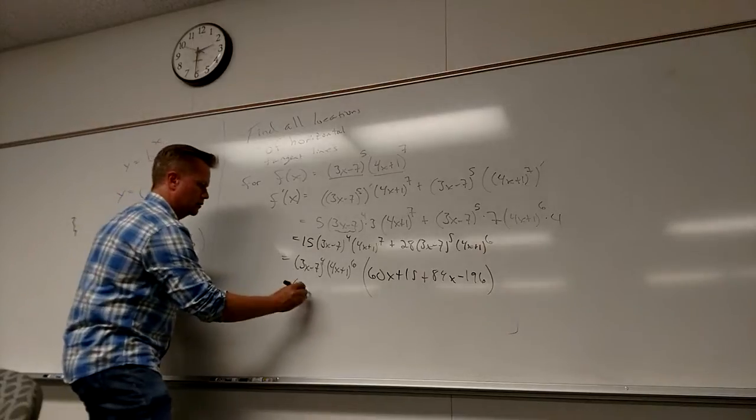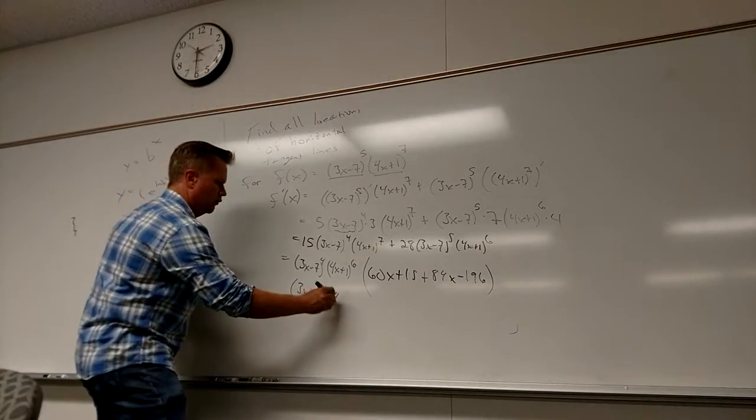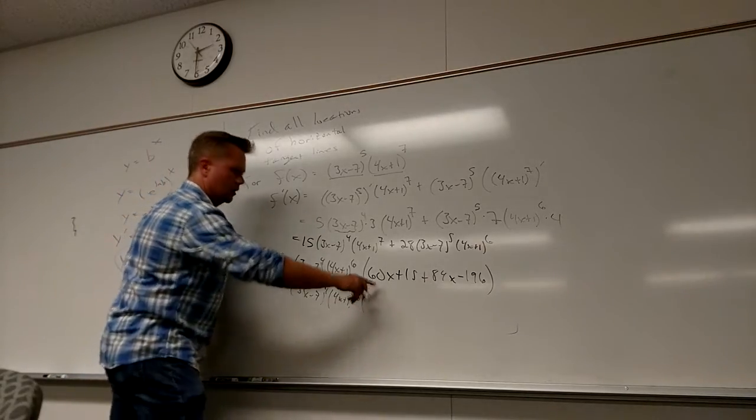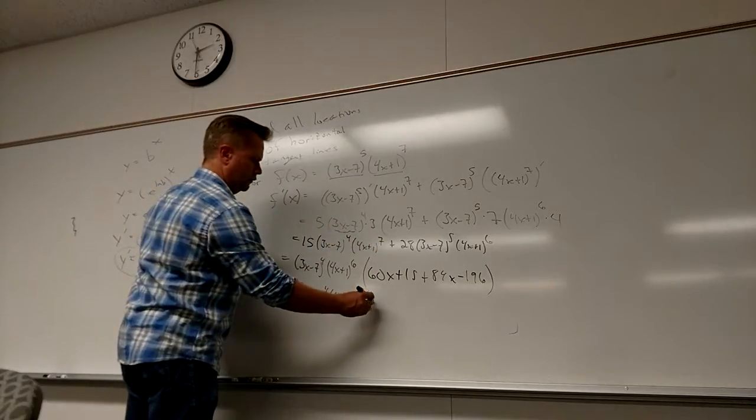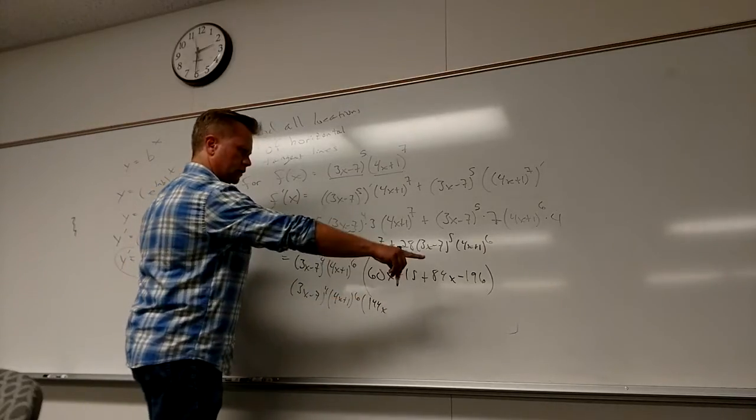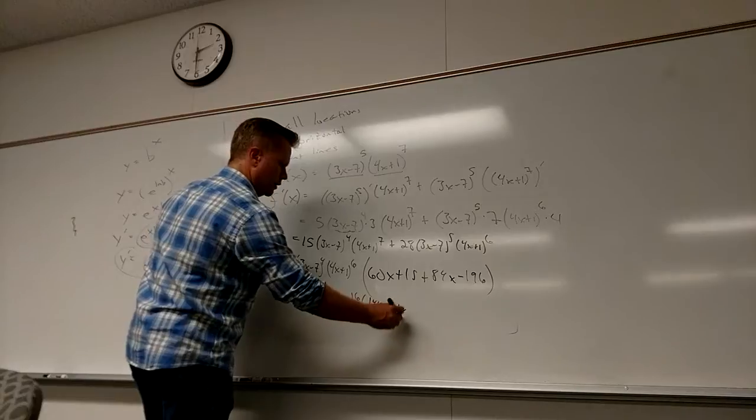So then I get (3x minus 7) to the 4th, (4x plus 1) to the 6th, and then I get 144x minus 181.